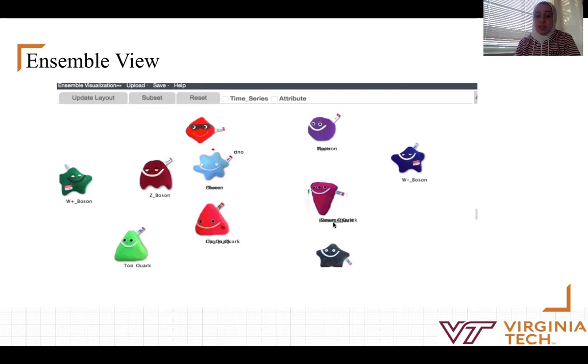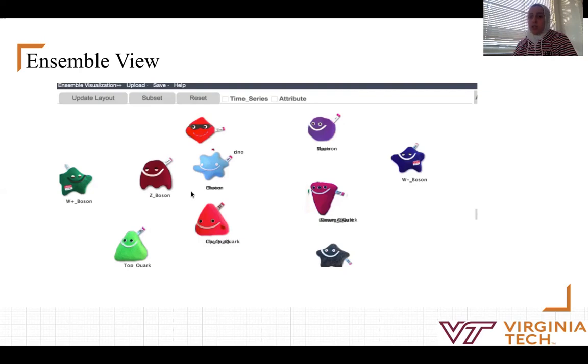ensemble members sitting near each other are similar in terms of their high-dimensional data versus ensemble members that are sitting far apart. This means that they are dissimilar. In the ensemble view, we support several interaction techniques, one of which is observation level interaction.